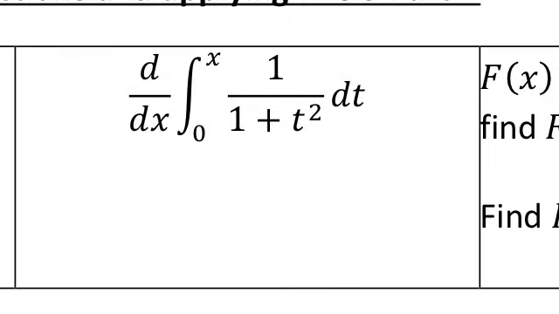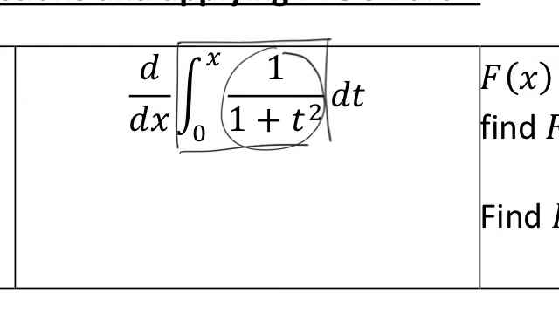This one, again, doing the same thing. This is our function. This guy is an area function. If I take a derivative of the area function, I'm going to get the integrand back, right? So this is equal to 1 over 1 plus x squared.